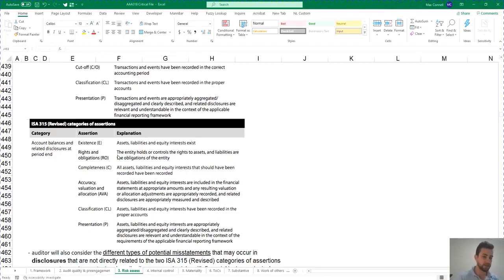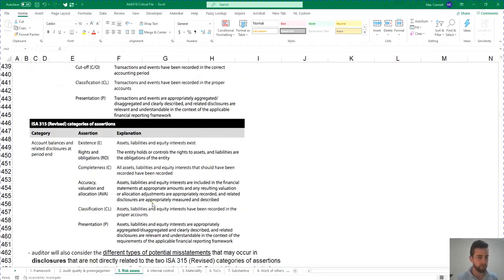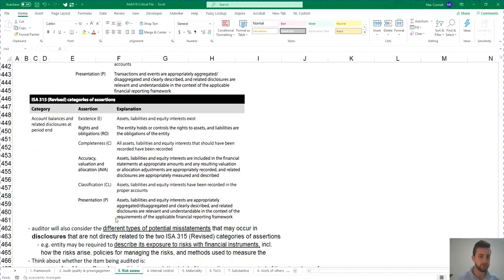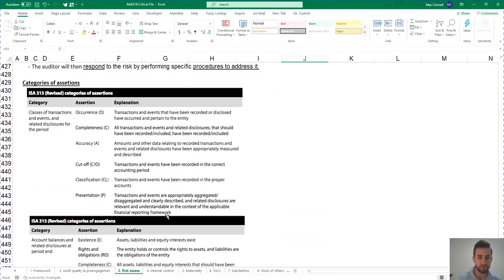Next is accuracy, valuation, and allocation. This used to be called something like accuracy. This is an area where you can potentially lose marks in the exam because you actually have to write out the full thing: accuracy, valuation, and allocation. It's also confusing because in the transactions or P&L side, we do have one just for accuracy. But when you're dealing with the balance sheet, you remember this AVA: accuracy, valuation, allocation. This is basically saying that the assets, liabilities, and equities included in the financial statements are at the appropriate amounts, and any resulting valuation or allocation adjustments are appropriately recorded, and related disclosures are appropriately described. Next is classification, and then next is presentation. So it's fairly similar to what you get for transactions, but with different names.